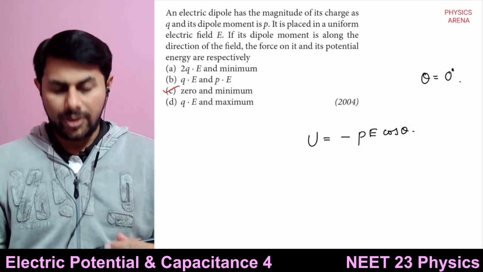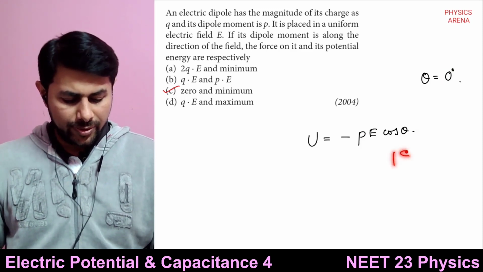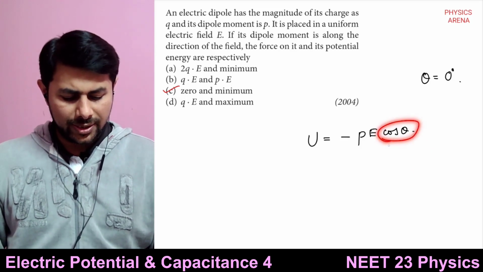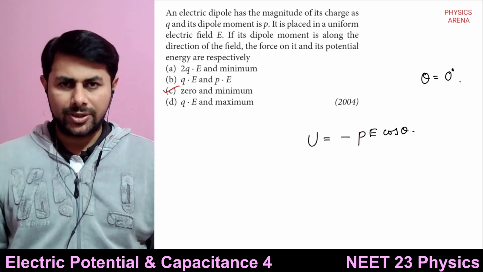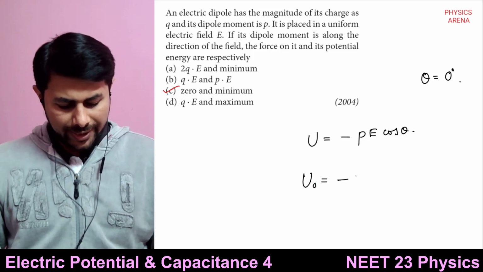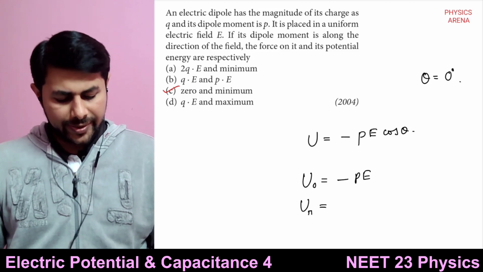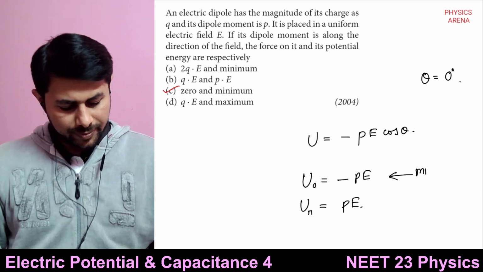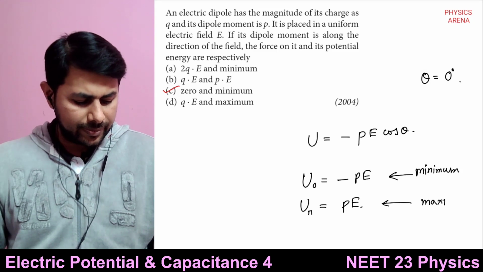So potential energy is minimum when theta is equal to 0 and it is maximum when theta is equal to 180 degrees, right? Because cos of 180 is minus 1 and then this will become positive. Okay, so U at 0 is equal to minus P E and U at 180, that's pi, is equal to P E. So this is minimum and this one is maximum.